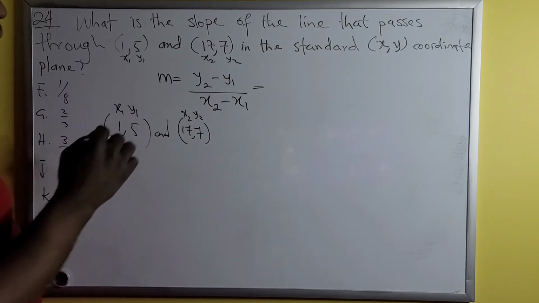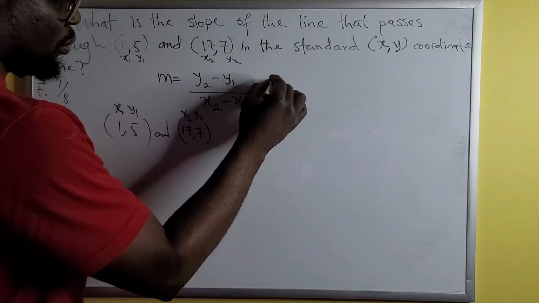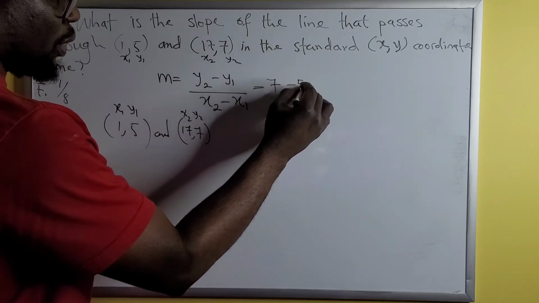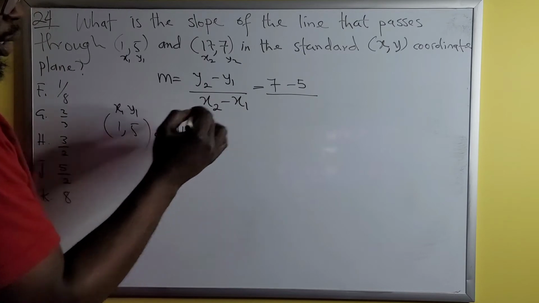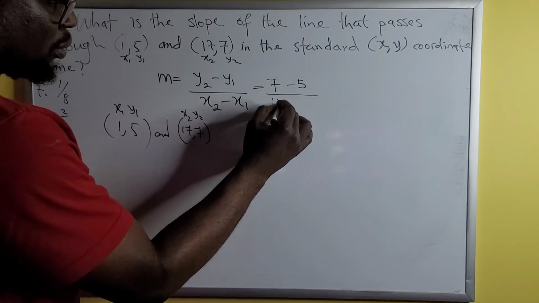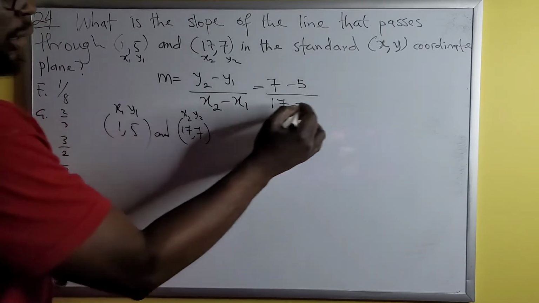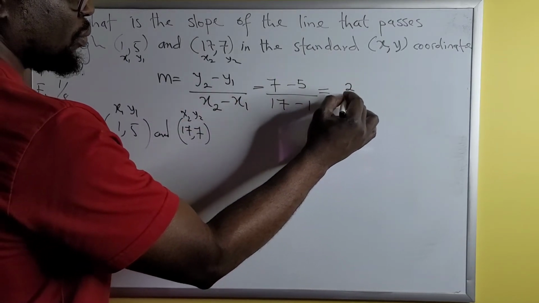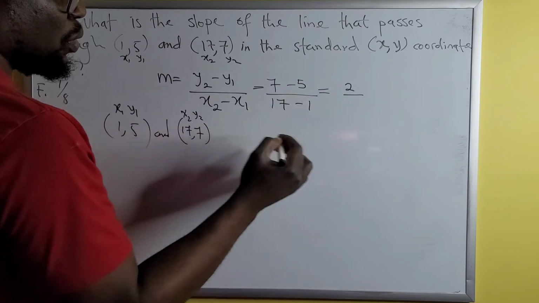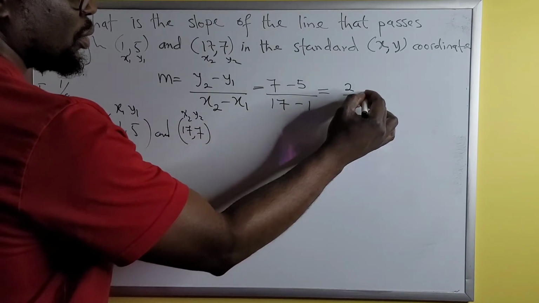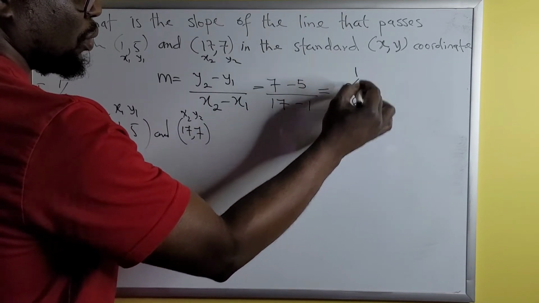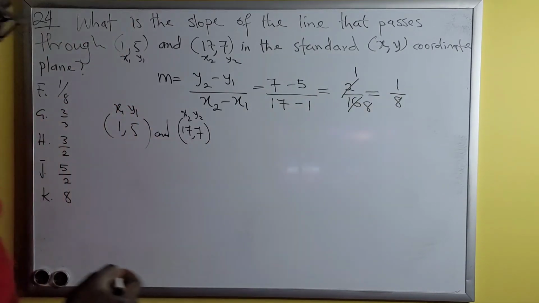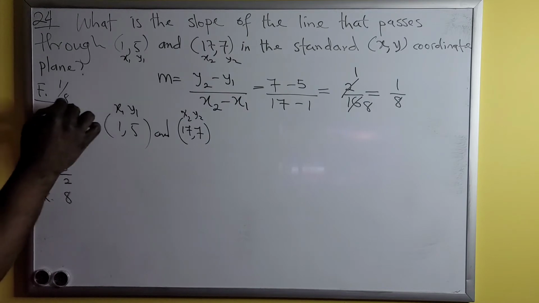So y2 is 7, y1 is 5, so 7 minus 5, divided by x2 is 17 and x1 is 1. So 7 minus 5 is 2, 17 minus 1 is 16. If you do the math, 2 here, 1, 2 here, 8. So your answer is 1 over 8. So the slope is 1 over 8, F.